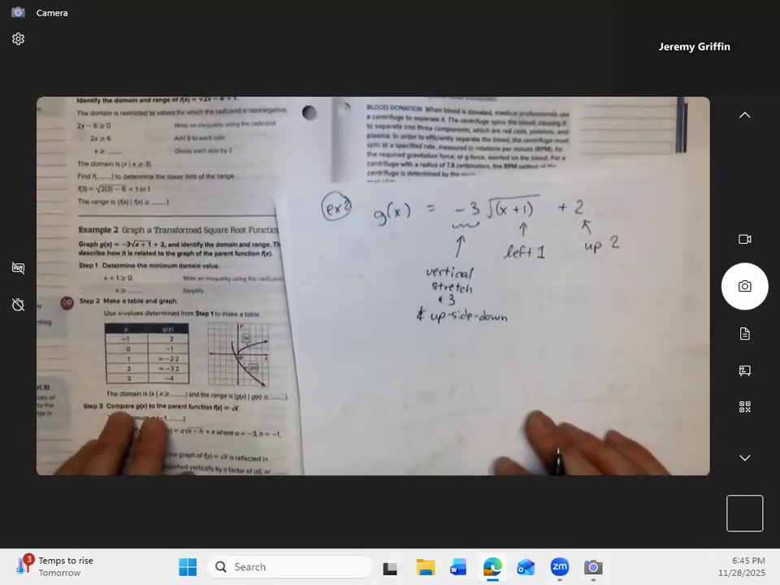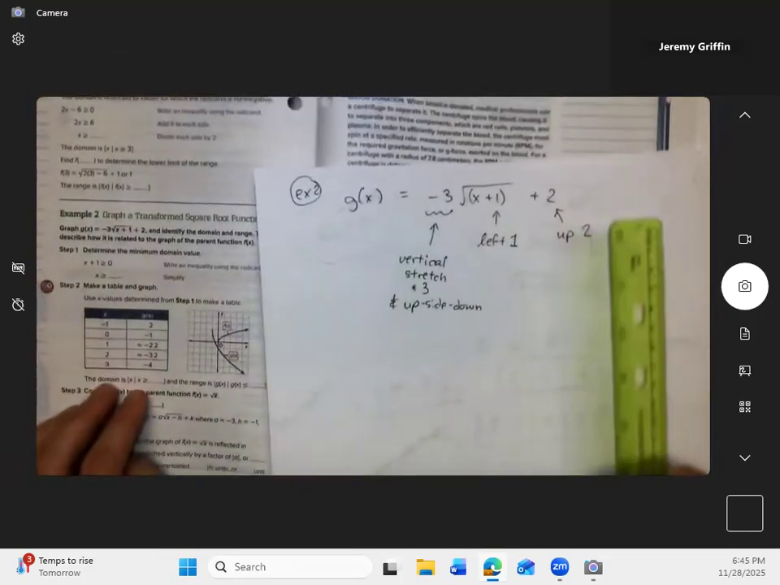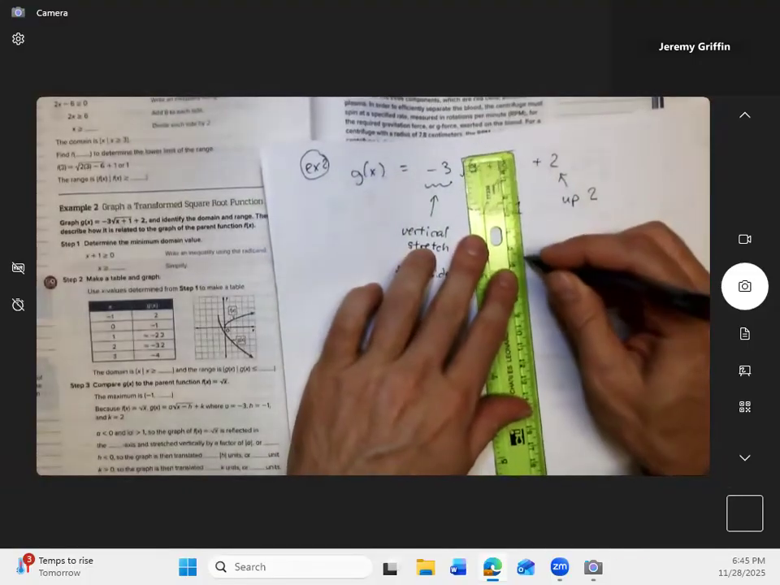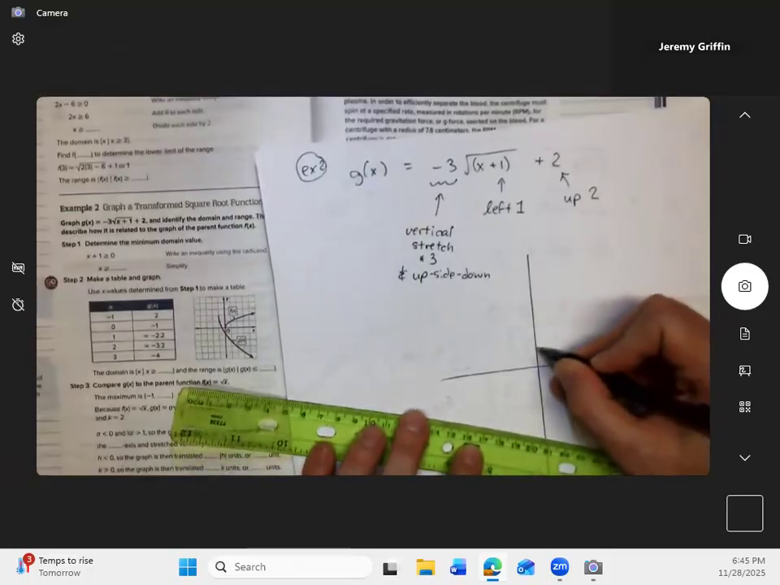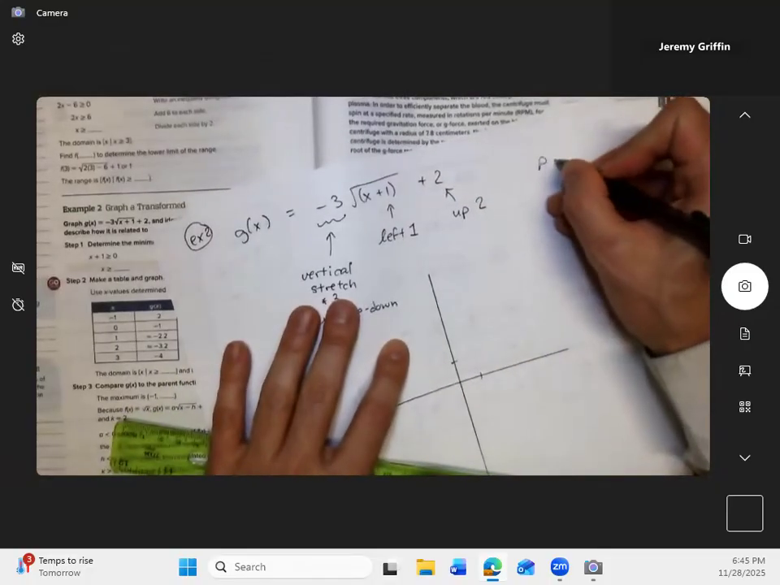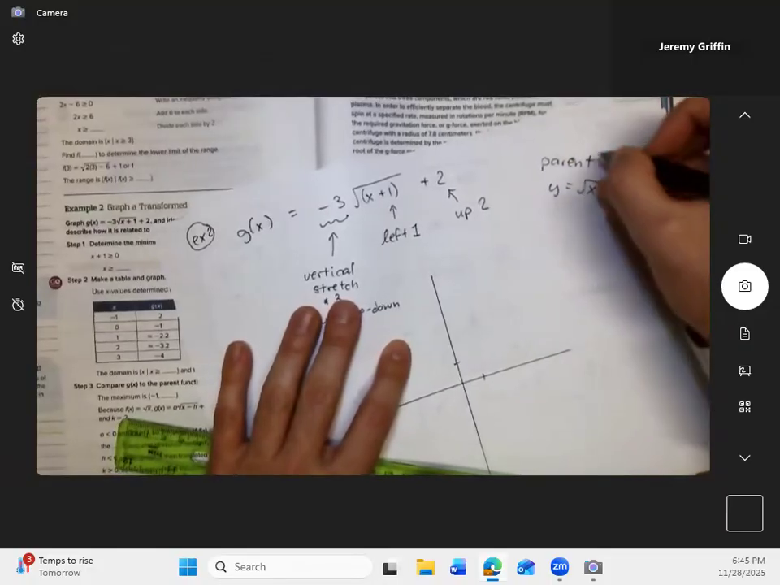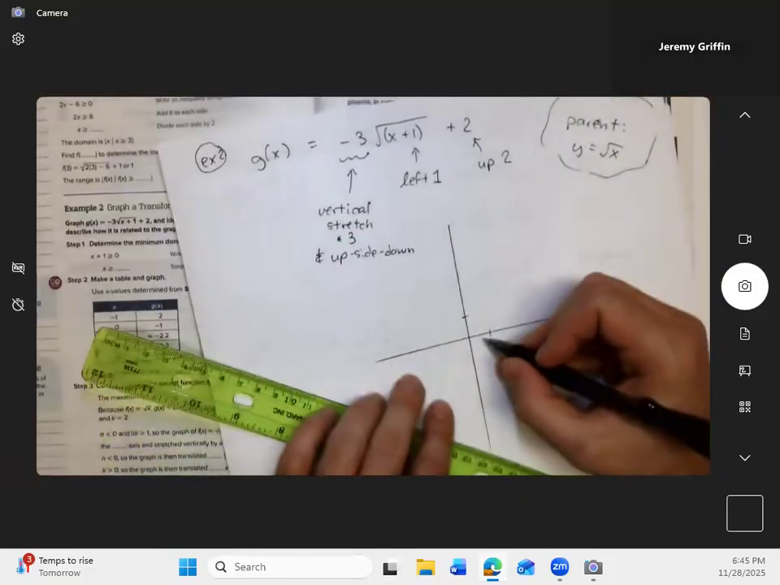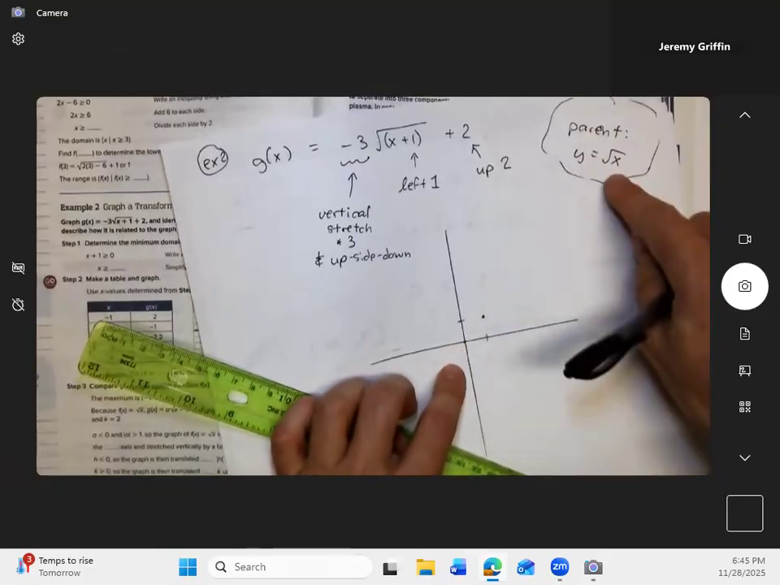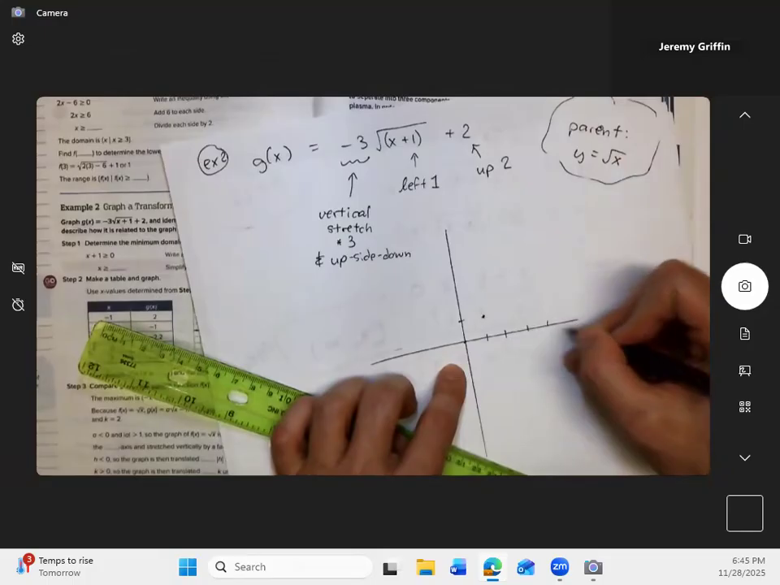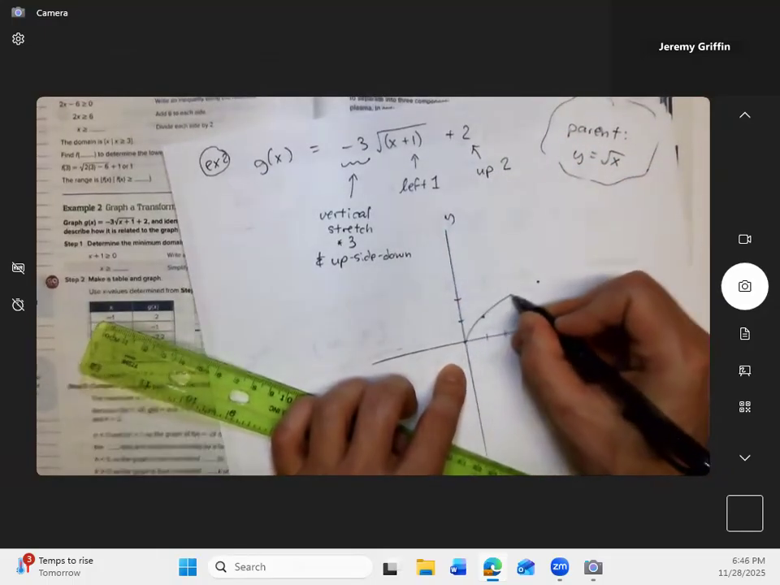Now they made a whole table of values, so you could always do that. If you're ever really stuck on what a graph looks like, you could always break out an XY table and just start plugging values in. So they did that too. I know the parent function is y equals the root of x. That's your basic graph. It would have points at 0, 0: you plug in 0, square root of 0 is 0, square root of 1 is 1, square root of 4 is 2. That's going to give us the basic shape. So here's the parent function right here.